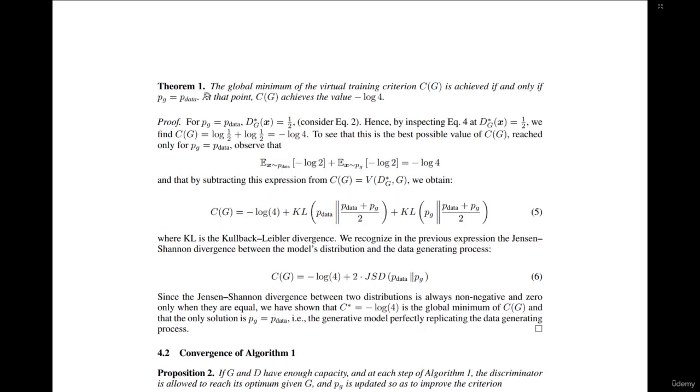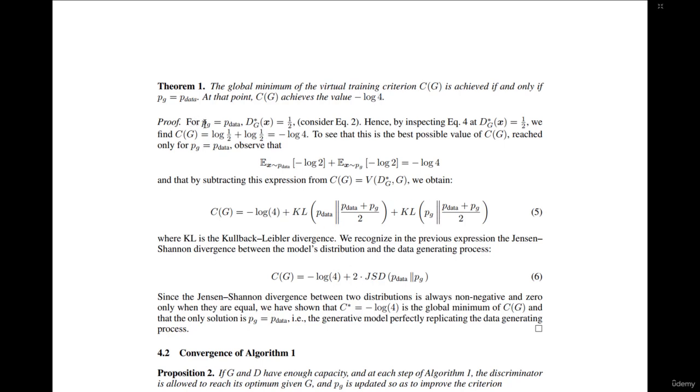Now, looking at theorem 1, it said that the global minimum of the virtual training criterion, that's C of G, is achieved if and only if PG equals P data. Since we're dealing with GANs, this is our global minimum, because our aim is to make sure the fake data resembles the real data as much as possible. And at that point, C of G achieves the value of negative log 4. So we shall prove this quickly.